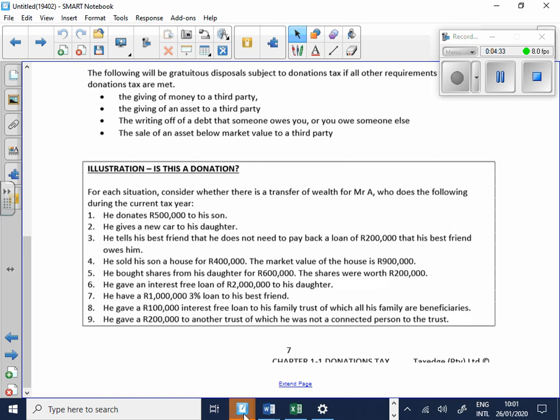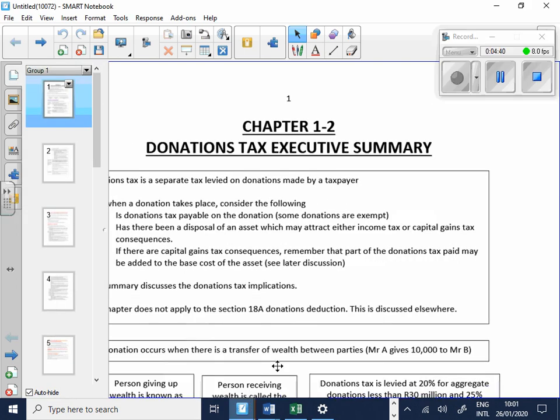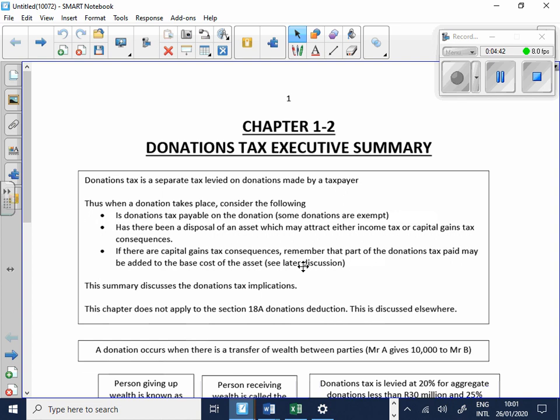However, what I'm going to spend a lot of time doing today is showing you how to prepare for an exam. Is that all right? What I need you to think with tax is that every single time I lecture you, I'm going to try to prepare you for an exam. So here's what I call a donations tax executive summary. This is the chapter that I think you should use when you're studying for your exams.